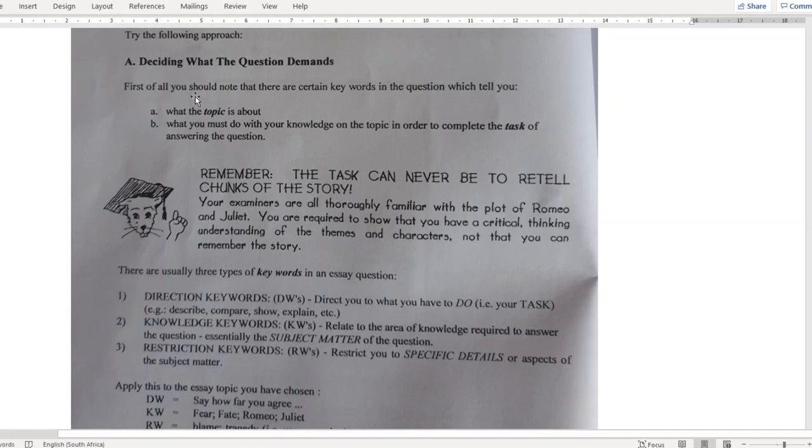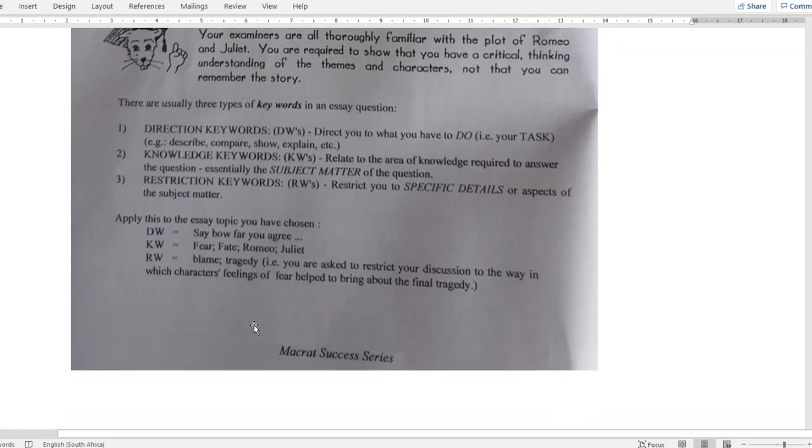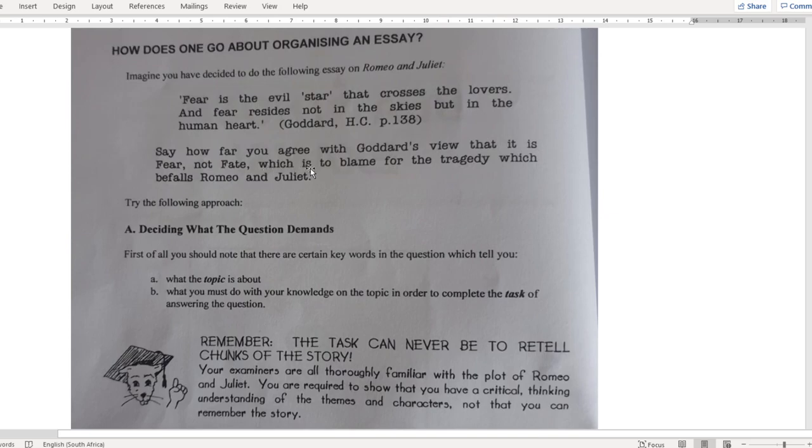demands. So first of all, you should note what is the topic, and then it explains that you should identify some keywords that are there in the topic, such as direction keywords, knowledge keywords, and restriction keywords. So just to re-edify that, the direction keywords is like, for instance, what you are supposed to do. Are you supposed to describe something? Are you supposed to compare something? In this case, we are supposed to state how far we agree with these viewpoints. So that is our direction.